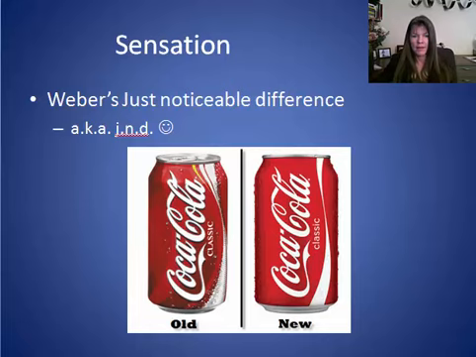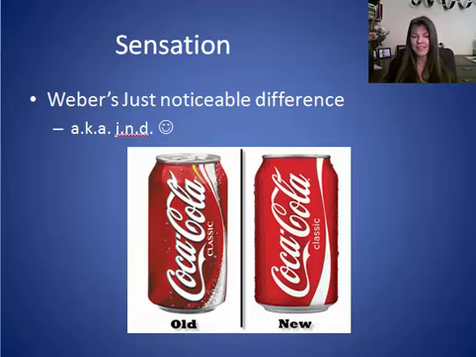Weber is the psychologist who came up with this, who studies sensation and perception. And just noticeable difference is the amount of incremental change required for a change to be detected. So for example, the number of pounds you must put on for your friends to notice that you've gained weight, or the degree to which you must raise your voice in a crowded restaurant for your companions to hear you.